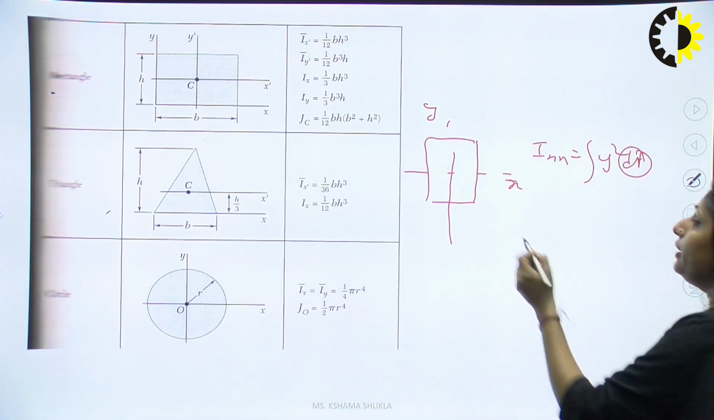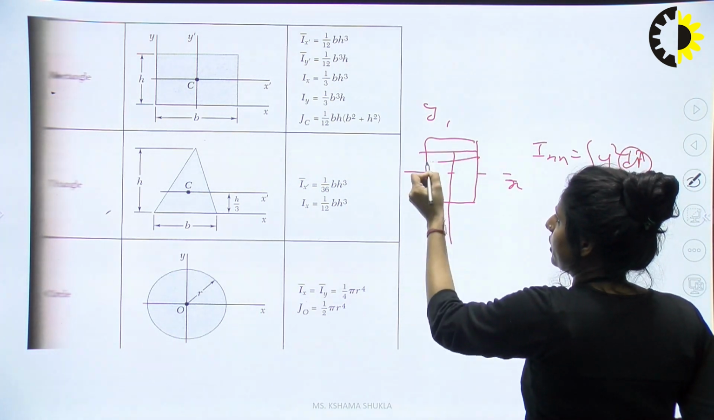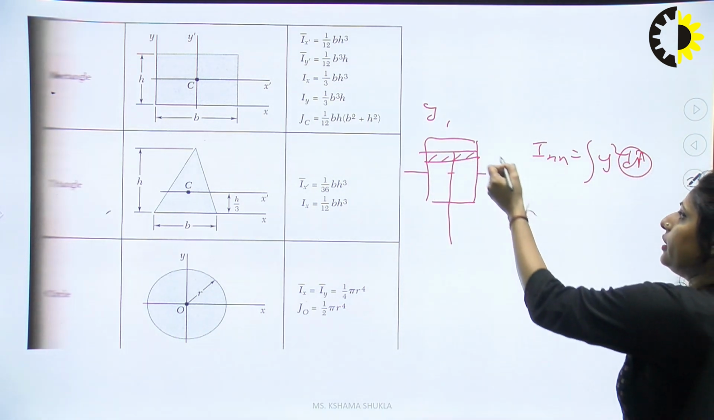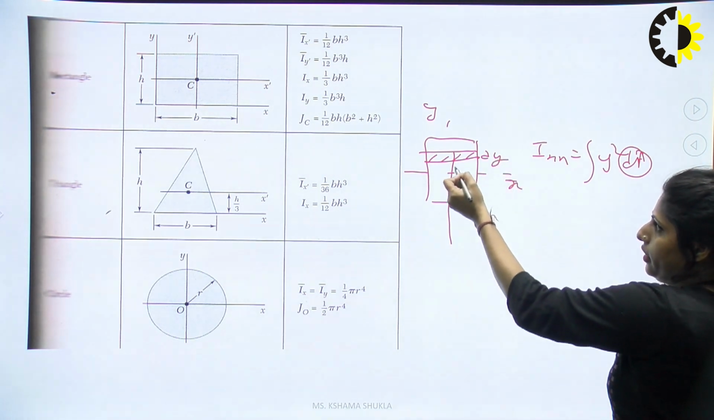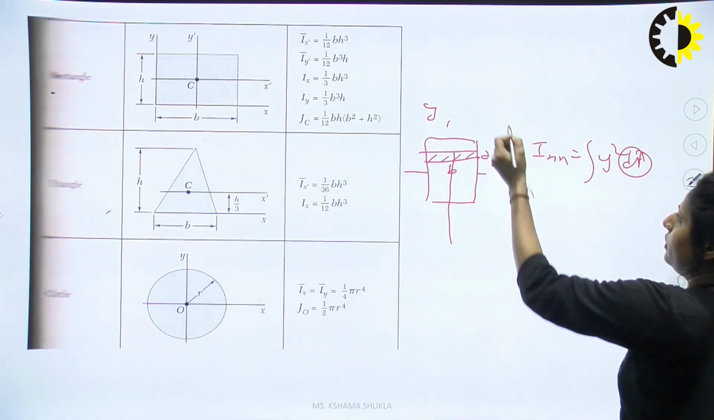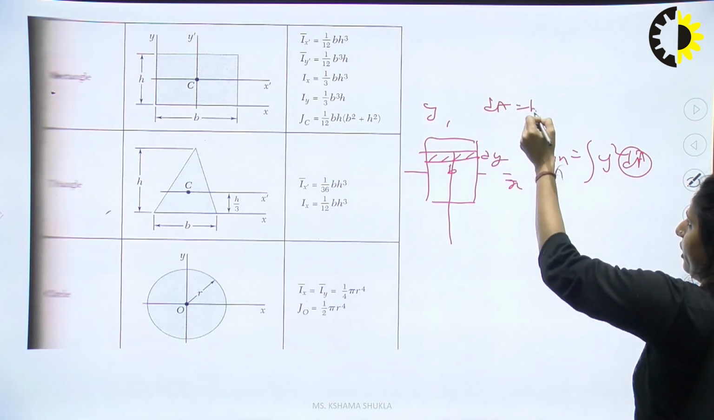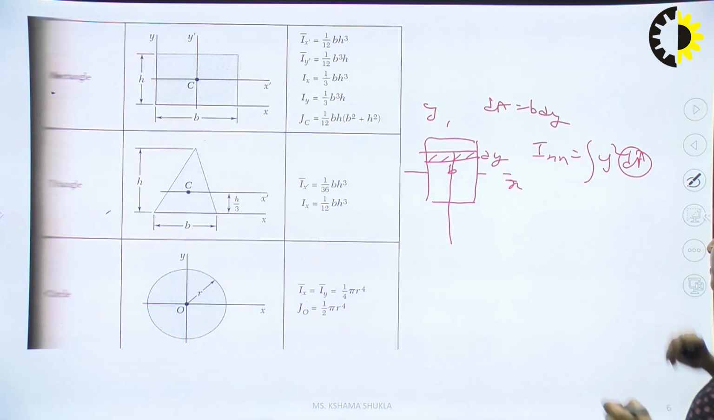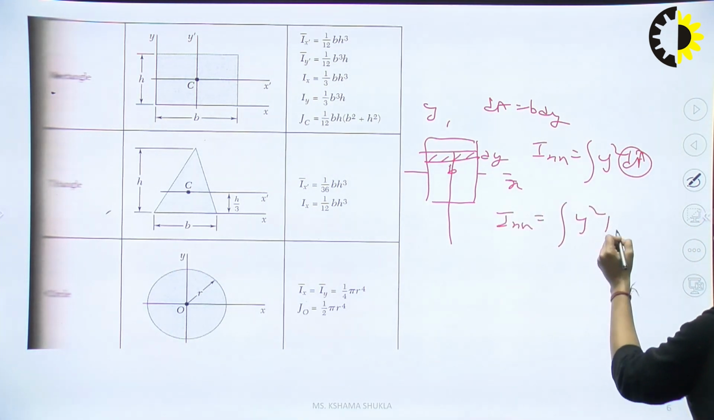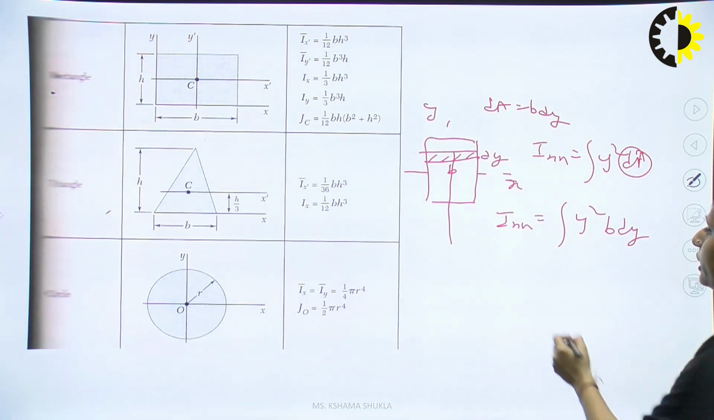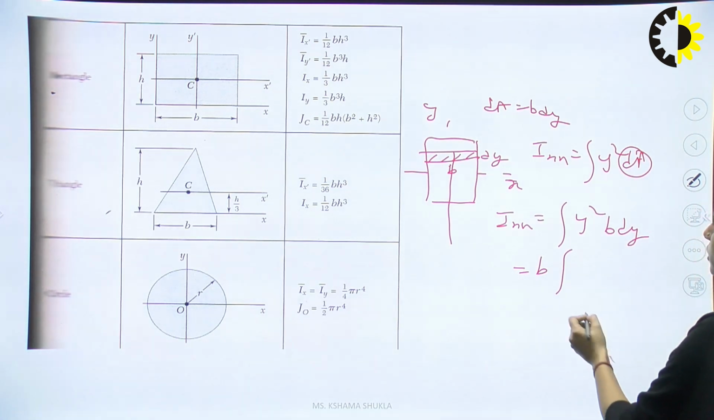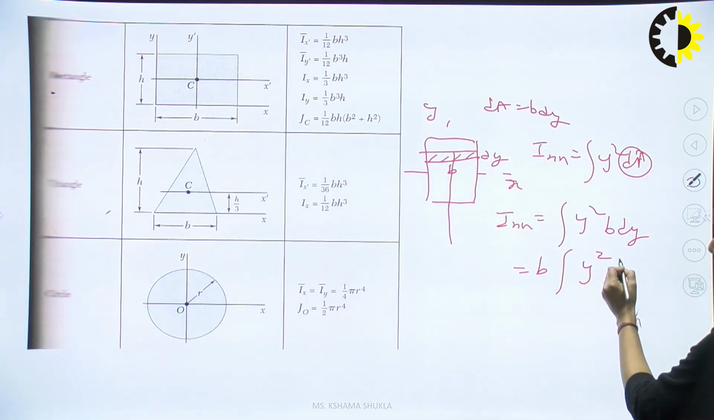dA means I'll take a section in reference to the x-axis. This is a section. The depth of this section is dy and the width of this section is simply b. So I can say that dA is nothing but b dy. I can put this value: y square b dy. We know that b is constant, so take it outside. Now the value is y square dy.